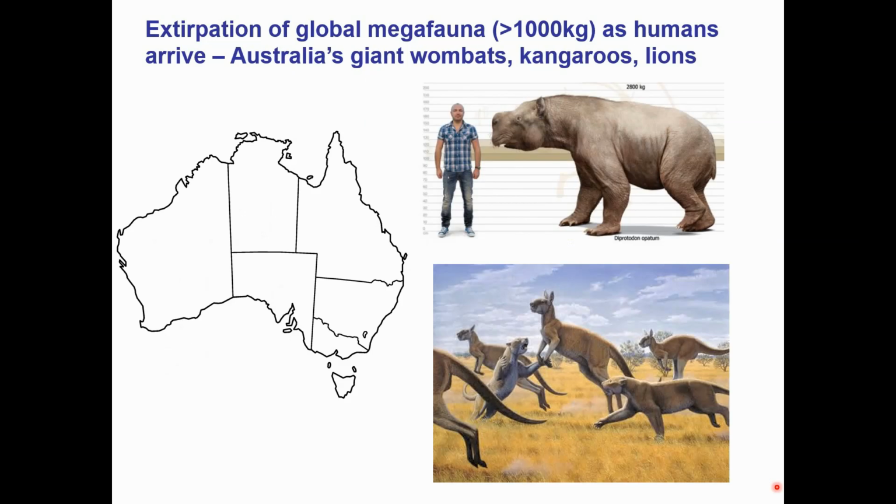Australia was the most critical. In Australia, we lost all the megafauna, including Australia's giant wombats, the diprotodons, and also the gigantic kangaroos and the marsupial lions. All of these things are completely now gone from Australia. All of them weighed more than 1,000 kilos. In Australia, the removal of large animals was actually even greater than it is in many other places.